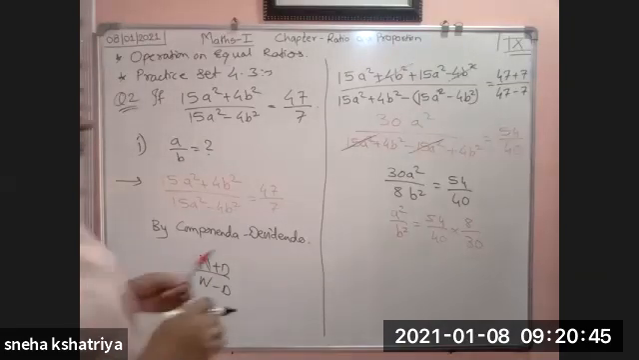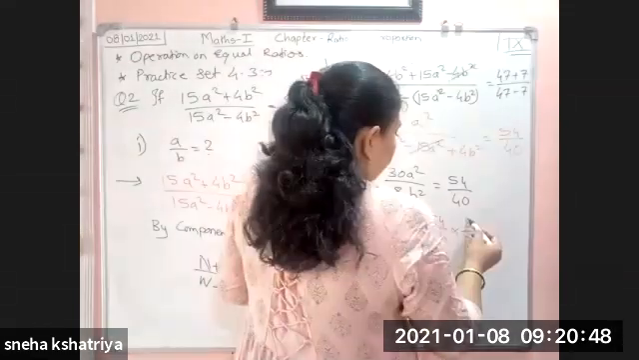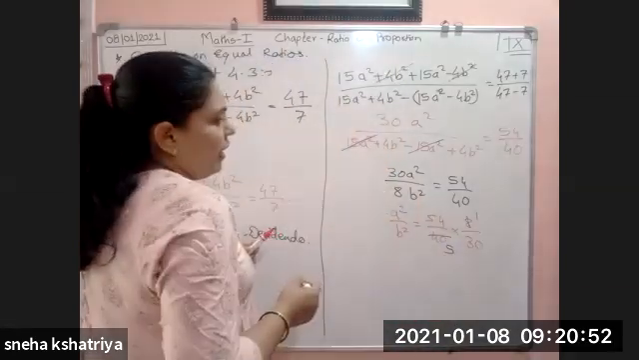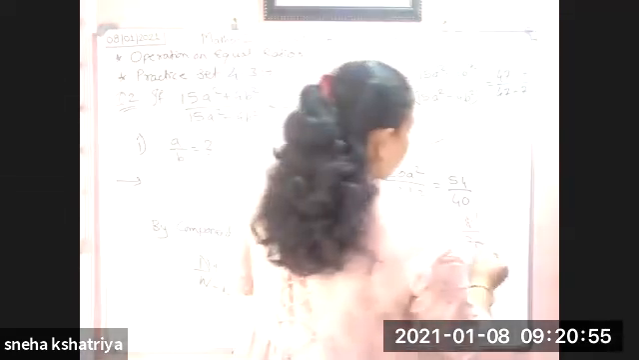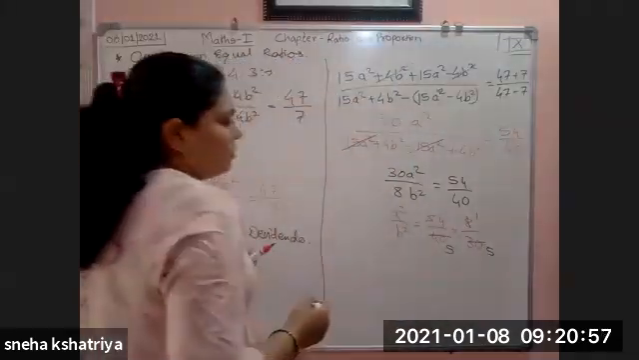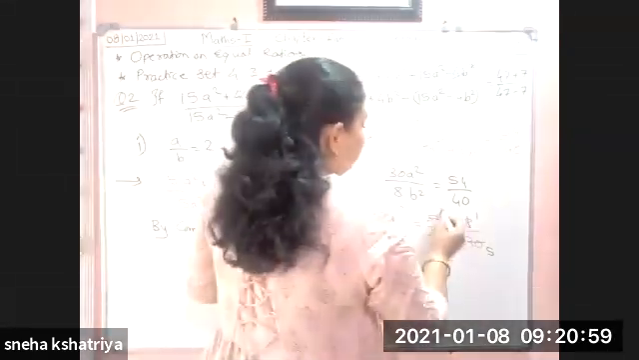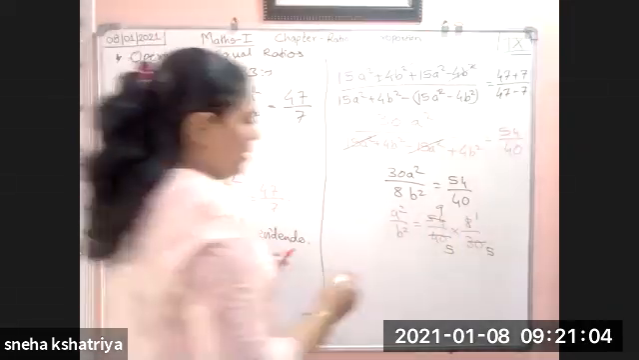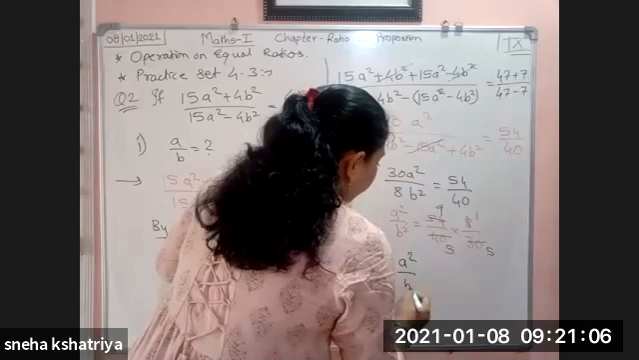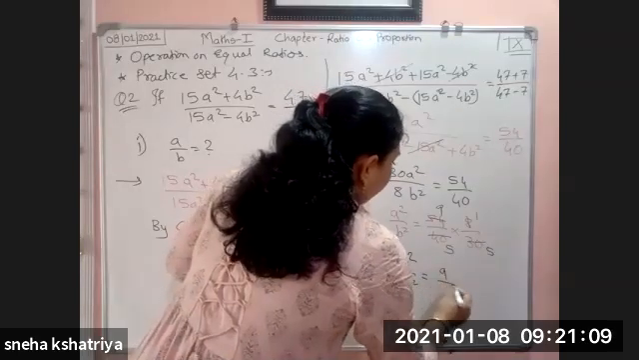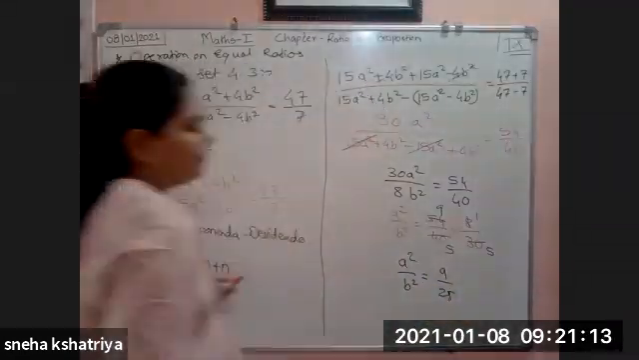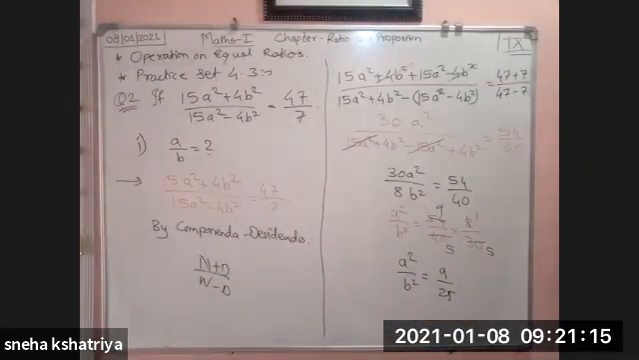Now they can be reduced. So 8 1s are 8, 8 5s are 40, and 6 5s are 30, and 6 9s are 54. Right? So here we get a square upon b square, which is equal to 9 upon 25. 9 into 1, 9 remains, and 5 5s are 25. So a square upon b square we get 9 upon 25, but we need the value of a upon b.